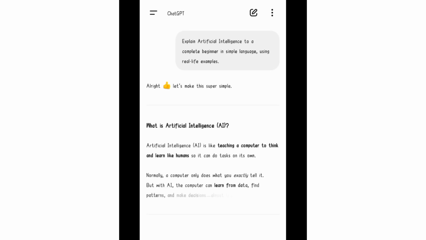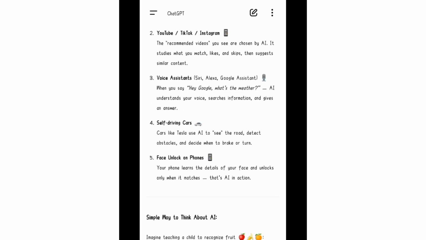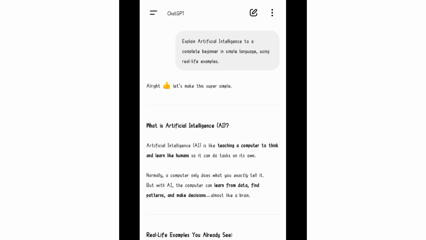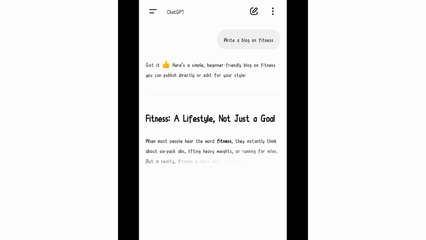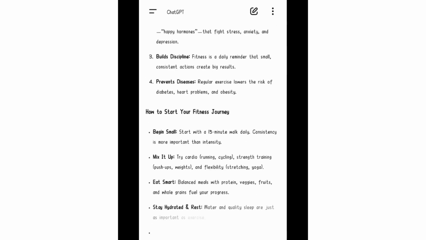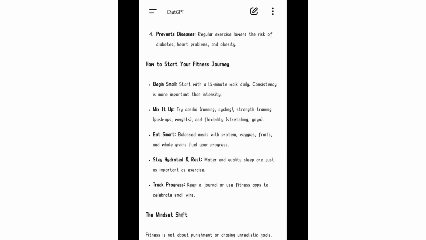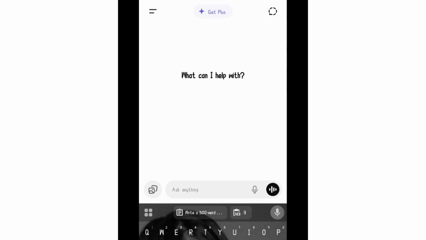Now you can see this is very simple to understand for beginners. We can see real life examples here as well, and this is super easy to understand. Now we will try another prompt. We will write a blog on fitness. So here, it has written us the blog on fitness. This is the result it gave us, and now we will paste it.